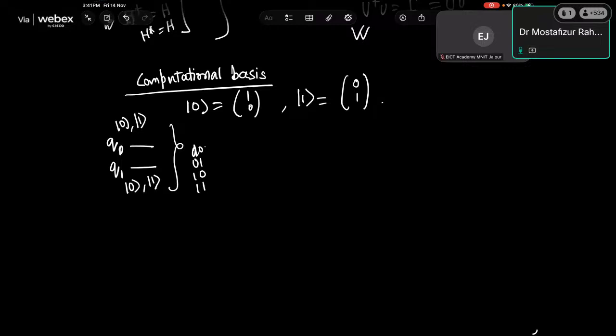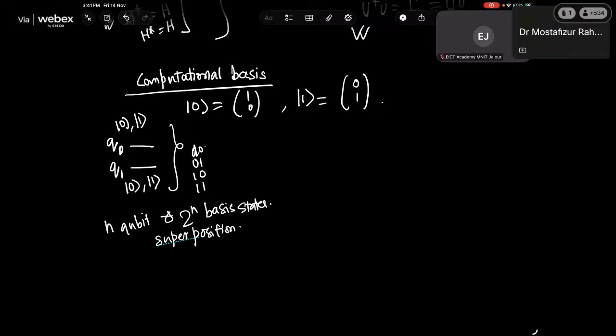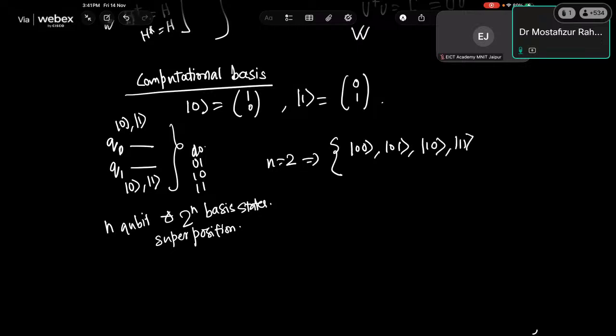That is how the quantum computer gets its power. If you have n qubits, theoretically you can create 2 to the power n basis states, right? And that is huge, using the superposition principle, right? So basically for n equals 2, my computational basis states will be 00, 01, 10 and 11, right? To represent quantum information for a two-qubit system, I will require these four basis states, right?